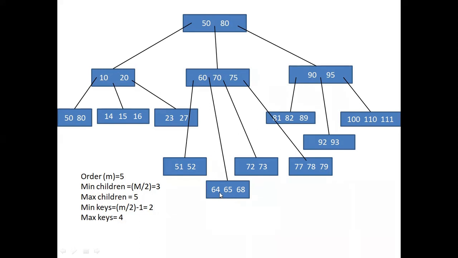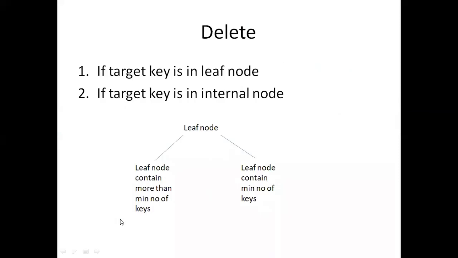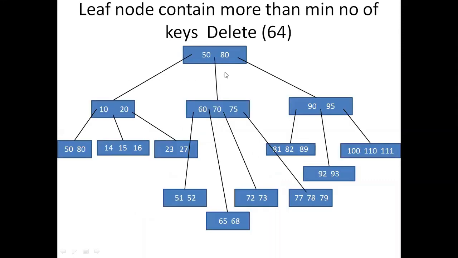If at any stage you want to merge, and after merging your newly created node is holding 5 key values, then again that is violating the property. So the maximum keys allowed is 4. So we will consider here the first case, if the target key is in the leaf node, and this is the simplest first case we are going to consider.